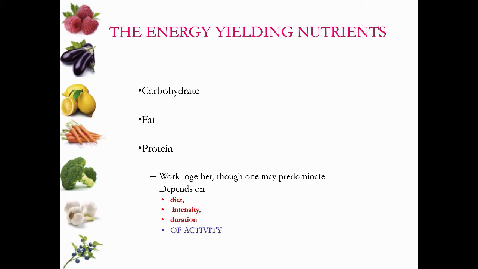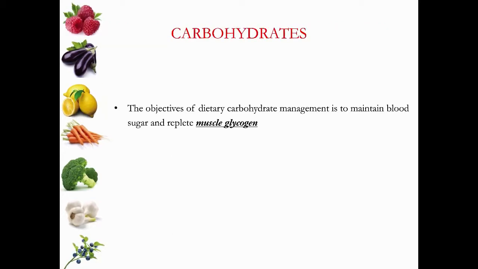Not what you want. The objective of dietary carbohydrate management is to maintain blood sugar and replete muscle glycogen. Recall, glycogen is how we store glucose in the body. We store it in the liver and we store it in the muscle. And it's the muscle glycogen that's used to provide ATP during exercise.